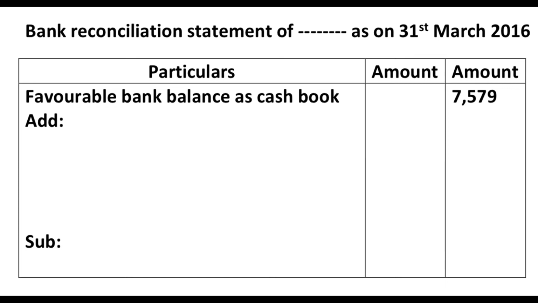In particulars, first we have to start with the bank balance as per cash book. In the question, there is no information whether this is a favorable or unfavorable bank balance. So this is a favorable bank balance. So we write favorable bank balance as per cash book, and in the outer column, 7,579. To this balance, some reasons we have to add and some reasons we have to subtract.